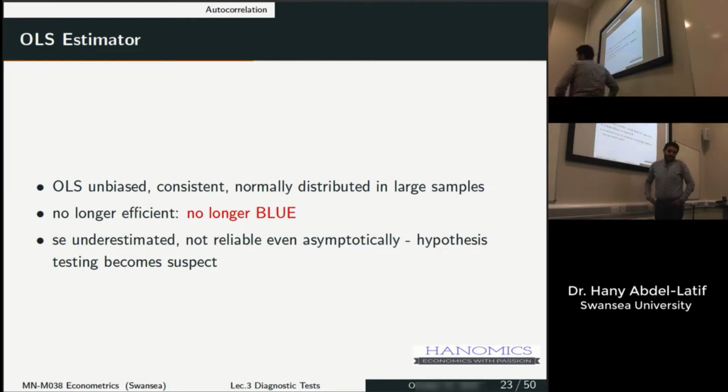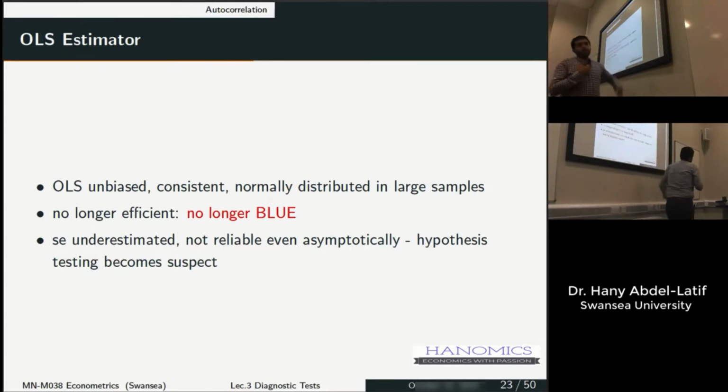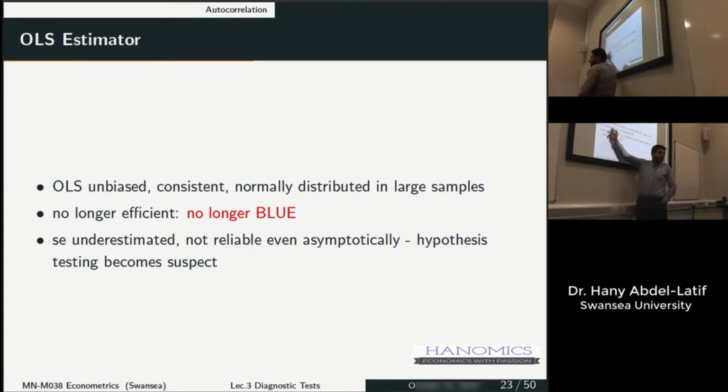What is the problem then? We understand now that the assumption we made about the error term is that the errors should not be correlated. So the question now is, what if they are correlated? How is this going to affect our lovely OLS estimators? OLS estimators will be unbiased, but they are not efficient. So they are not BLUE. We want them to be BLUE, but they are not the best anymore.